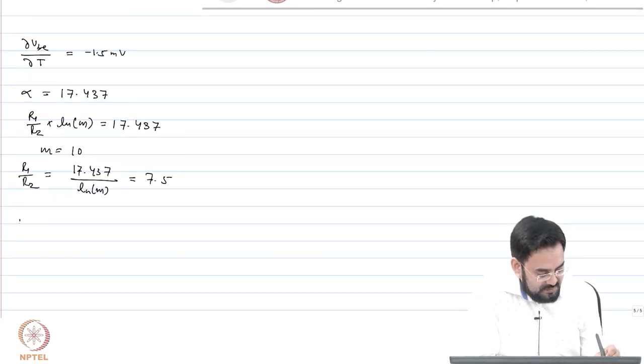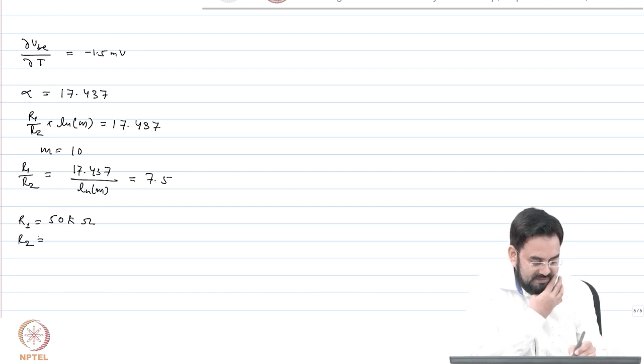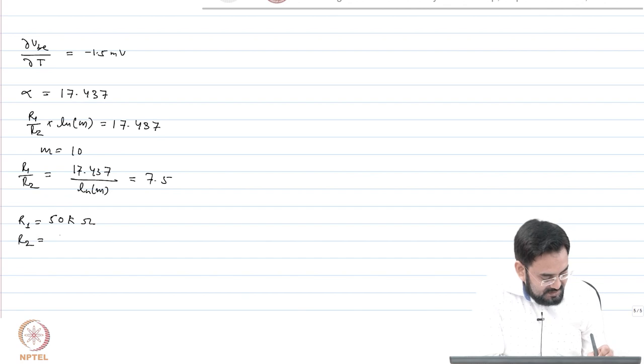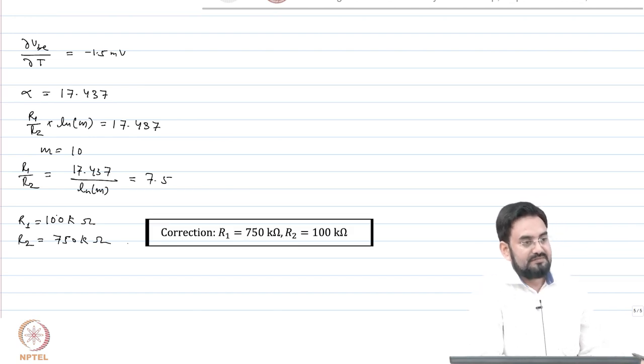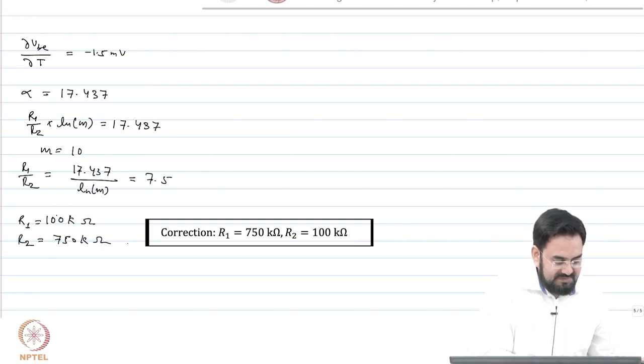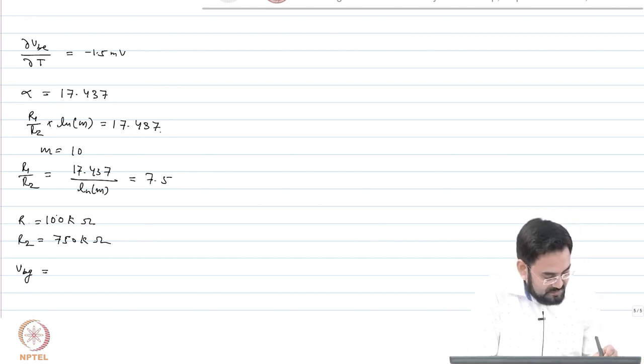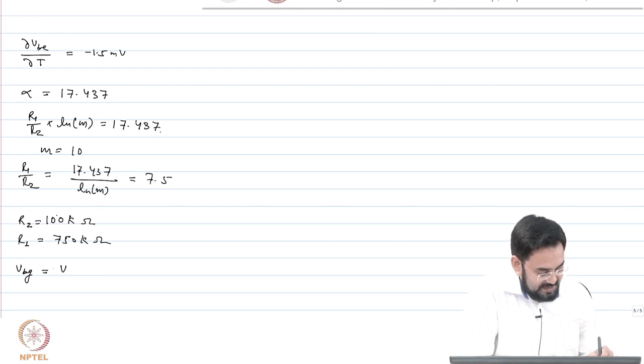So if R1 equal to, let us say, 50 kilo ohm, then R2 will be 7.5 times of 5. How much is that? 100k. Okay, correct. So your current will be very low. So this is R2 and this is R1, correct.